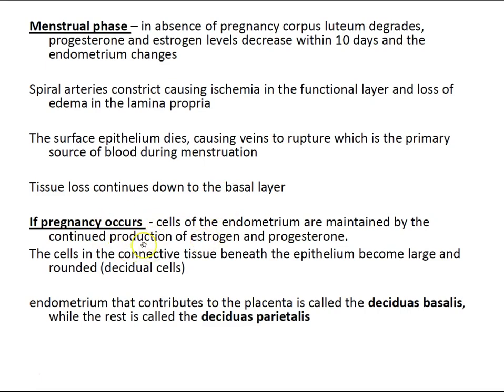If pregnancy occurs, the cells of the endometrium are maintained by the continued production of estrogen and progesterone. The cells in the connective tissue become large and rounded and are now known as decidual cells. The layer of the endometrium that contributes to the placenta is called the decidua basalis, while the rest of the endometrium is called the decidua parietalis.